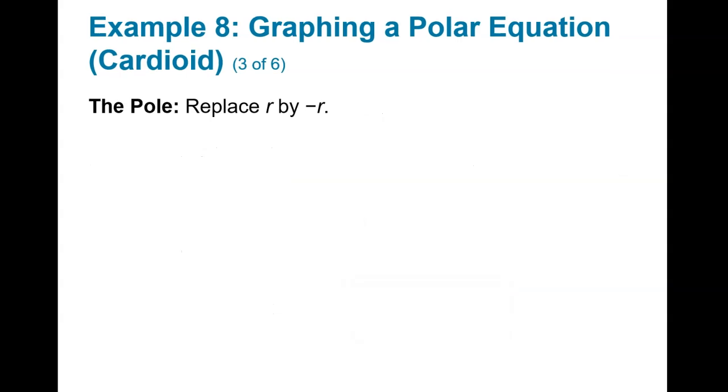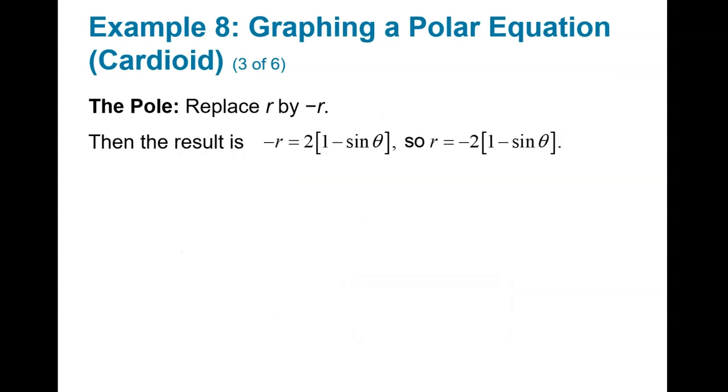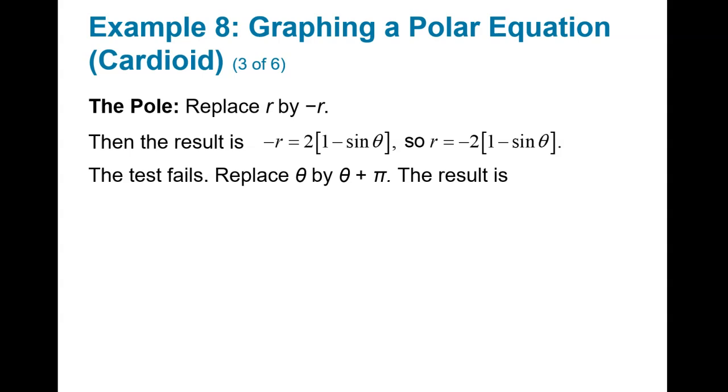Okay, well, when we check for the pole symmetry, we just replace r with negative r. So multiplying both sides by -1, we get r equals -2 times 1 minus sine theta. And because of that, we don't see the test pass. Okay, it doesn't pass. That's the easy version of this test, but we're going to show that if we replace theta with theta plus pi, we're going to fail that test too.